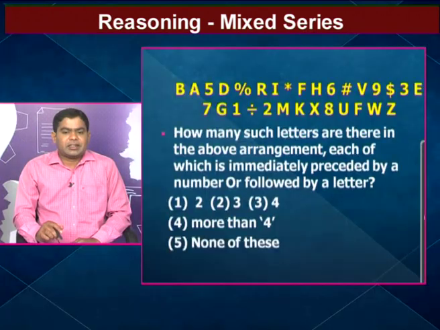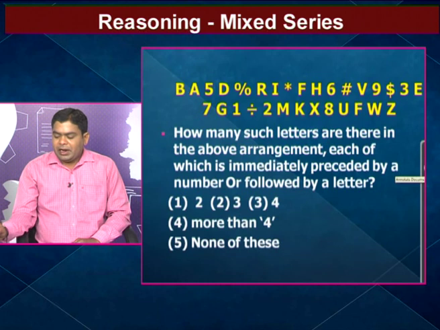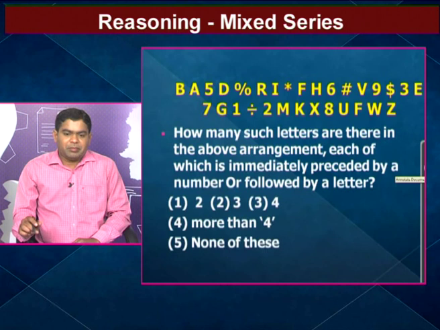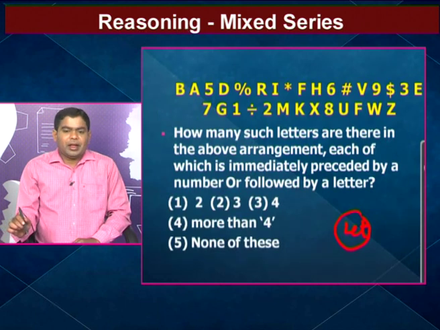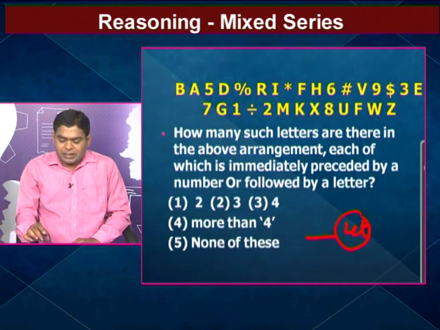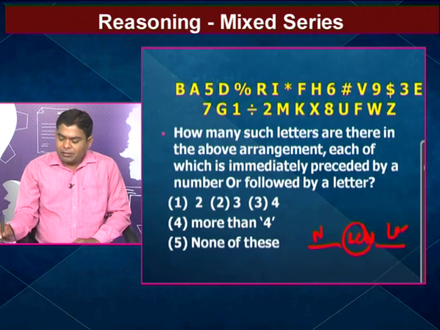We go to the next question. How many such letters are there in the above arrangement, each of which is immediately preceded by a number or followed by a letter? The question is asking for a letter, meaning either a vowel or a consonant. We go to the preceded condition. Preceded means left side. The left side must be a number, followed by a letter.